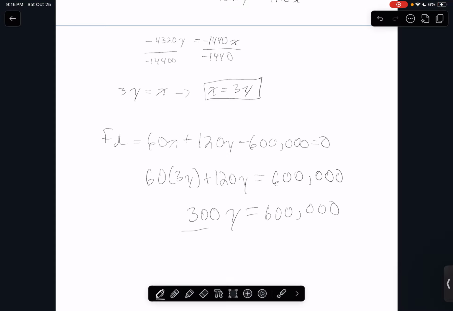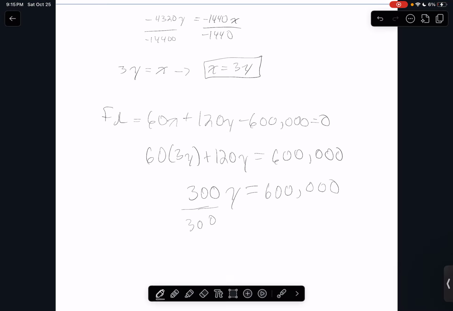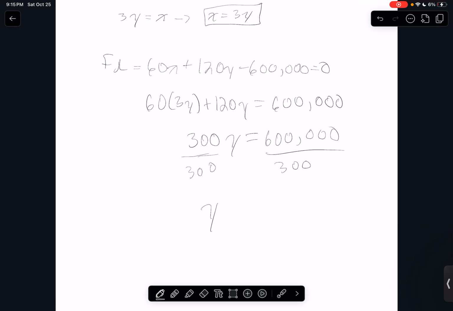Now I want y by itself. $600,000 divided by 300 equals 2,000. So 2,000 is y. Now we have y, we can solve for x. X equals 3 times y, which is 2,000, which equals 6,000.